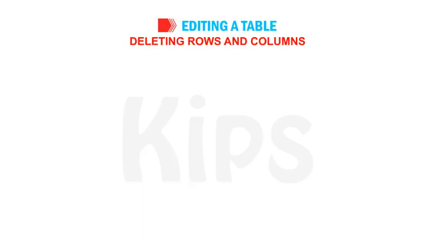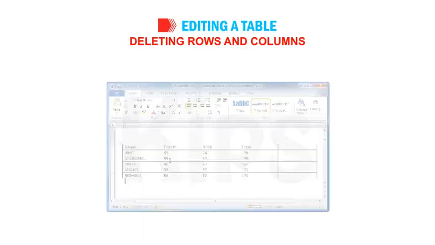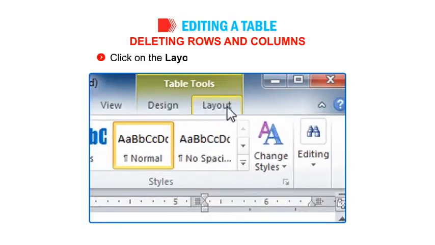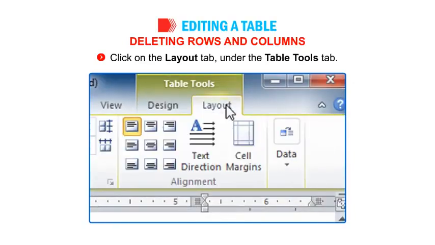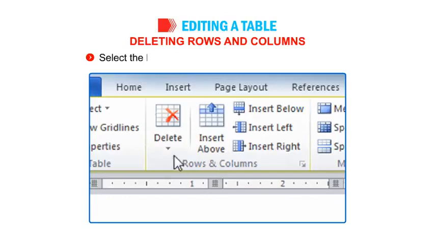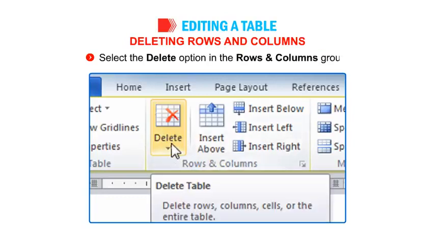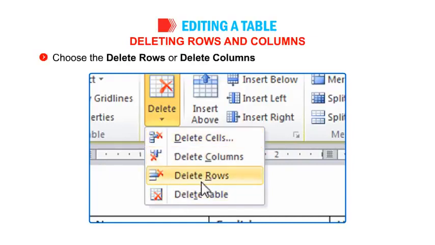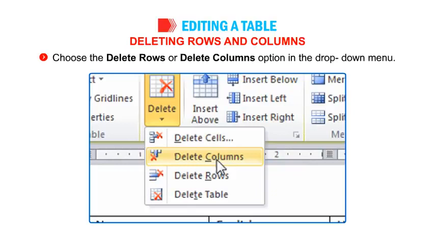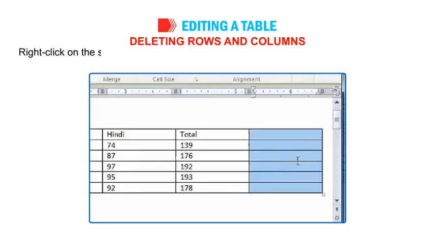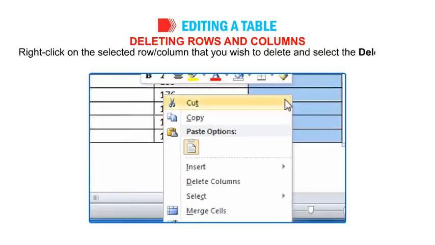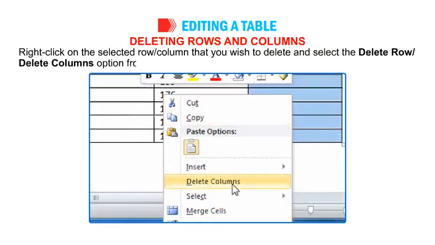Now let's talk about deleting rows and columns. Select the row or column. Click on the Layout tab under the Table Tools tab. Select the Delete option in the Rows and Columns group. A list of options appears. Choose the Delete Rows or Delete Columns option in the drop-down menu. Or right-click on the selected row or column that you wish to delete and select the Delete Row or Delete Columns option from the shortcut menu.